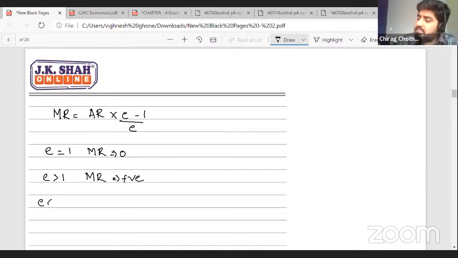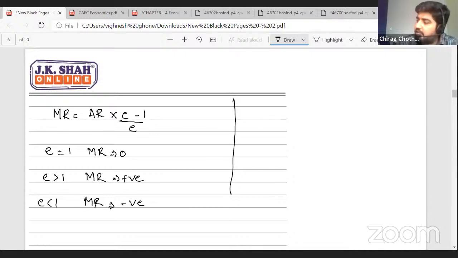When elasticity is less than 1, let's suppose E is 0.5, then 0.5 minus 1 upon 0.5, the answer will be negative. So MR is negative, right? So when is MR negative? When elasticity is less than 1. When is MR positive? When elasticity is greater than 1. And when is MR 0? When elasticity is equal to 1. Very clear in this, right?